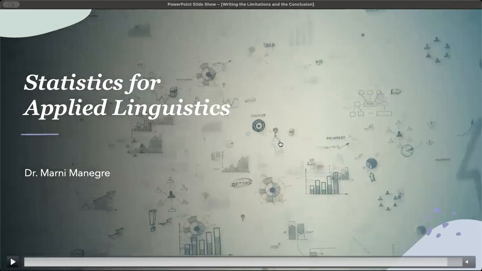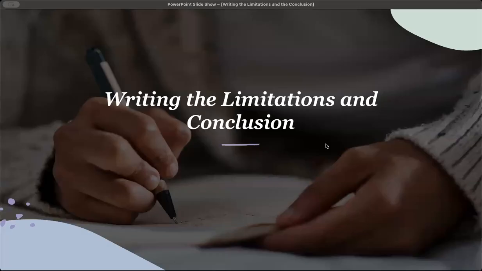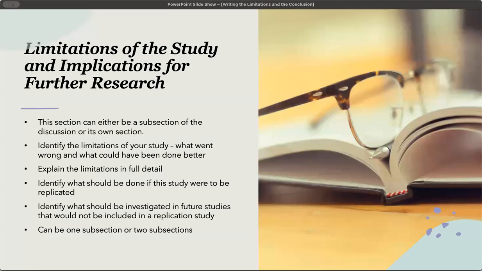I'm Dr. Marnie Menegra, and in this video today, we're going to look at how to write the limitations and the conclusion of a thesis or of a research article. So the limitations, I did discuss this briefly in the video with the discussion section, and normally we would see this in the discussion section. It can either be a subsection of the discussion or it can be its own section. When it is its own section, I have seen this both before and after the conclusion. I prefer that it's before the conclusion. Of course, other thesis supervisors may tell you something different, so check with your supervisor.